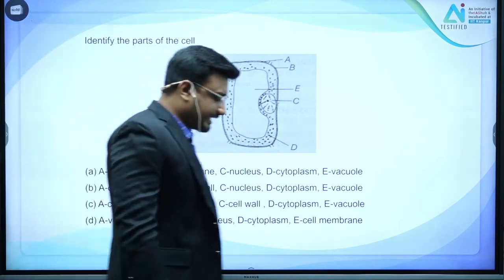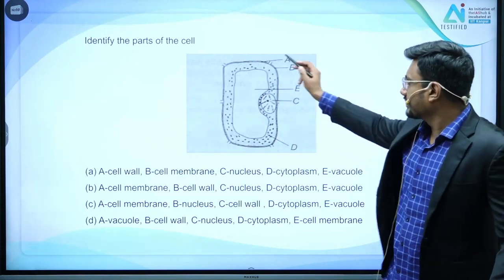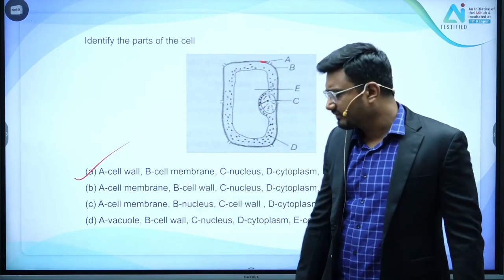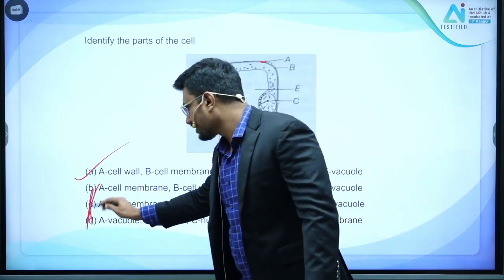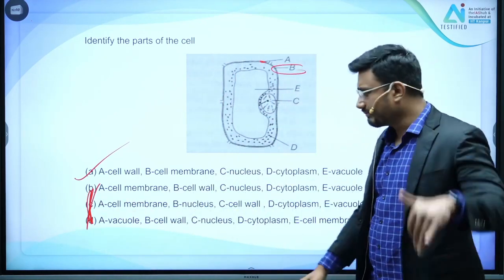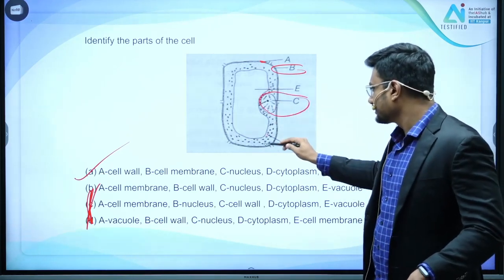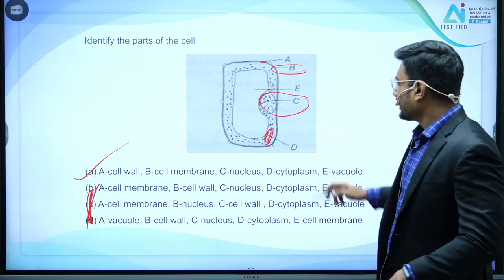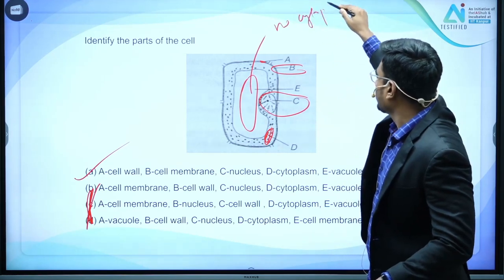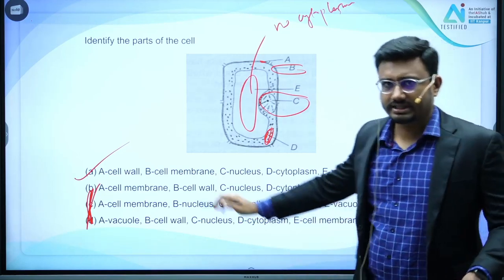So now we need to identify the labeling provided in this cell. A is the outermost part, that is the cell wall. From the A option itself, I can eliminate all the other options. So the correct option would be A itself. B here is the cell membrane. C here represents the nucleus. D here is a jelly-like substance, the cytoplasm. E here, no cytoplasm is present, so E would be the vacuole. So the correct option is A.